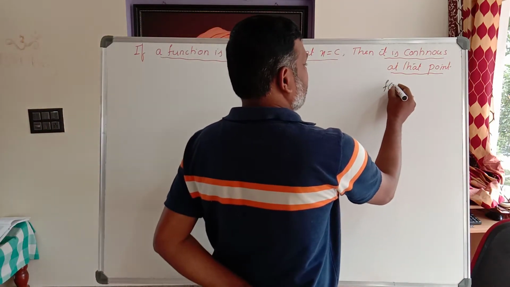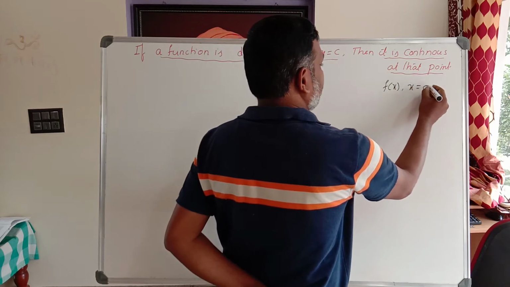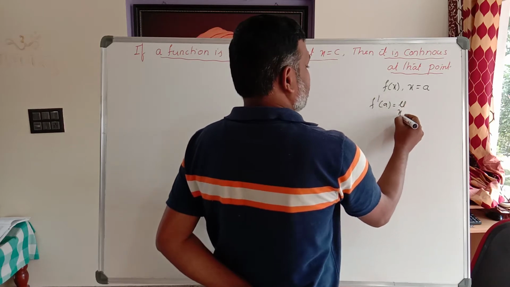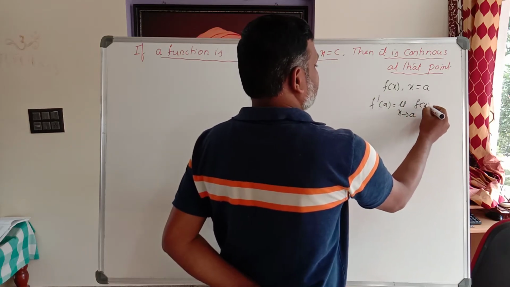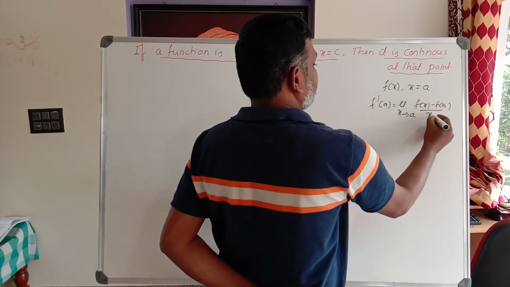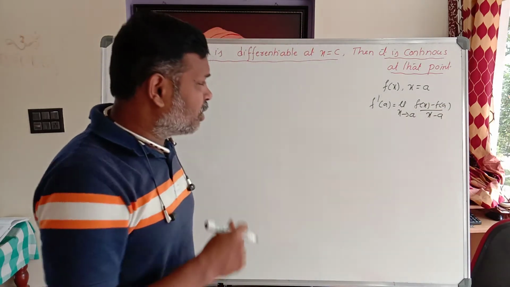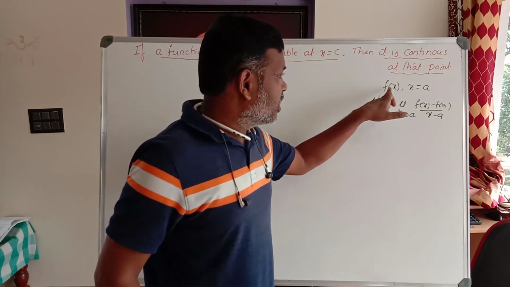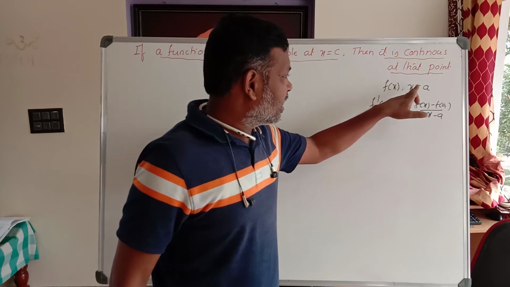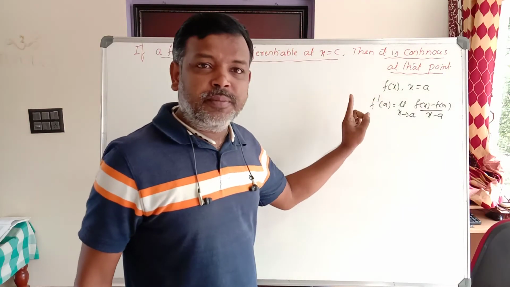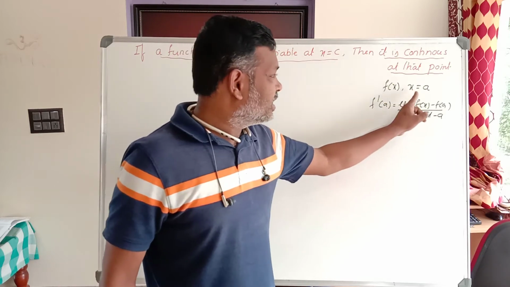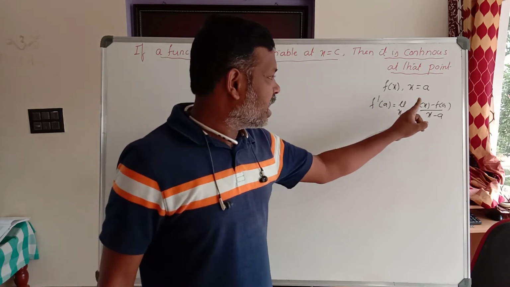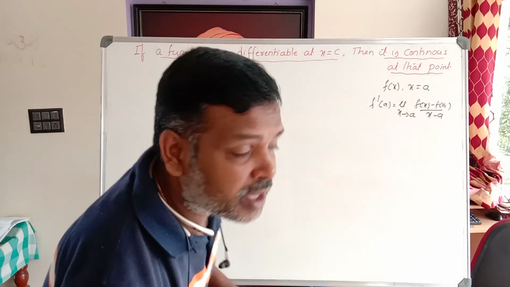Differentiability of f of x at x is equal to a. What is the formula? f dash of a is equal to limit x tends to a f of x minus f of a divided by x minus a. That means if a function is differentiable at x equals a, then we can write f dash of a is equal to limit x tends to a f of x minus f of a divided by x minus a.